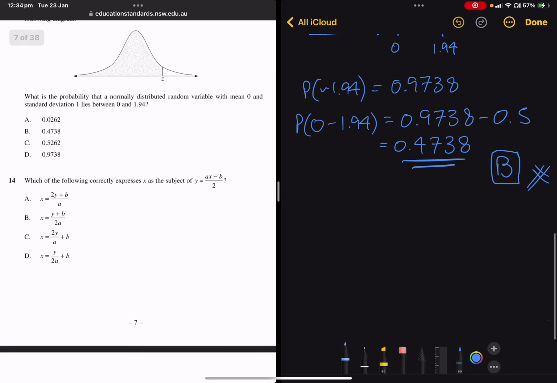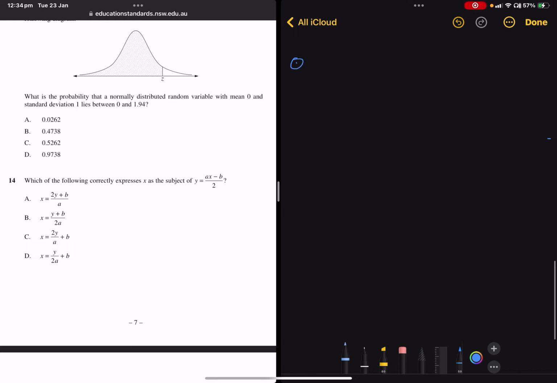So now let's do question 14. Which of the following correctly expresses x as the subject? All right, we'll just rearrange it. This should be entirely possible for every student in the standard maths curriculum. So I multiply both sides by 2. This gives me 2y equals ax minus b.